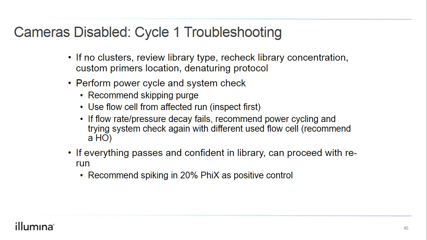If the system check passes, this indicates an issue with the original run flow cell. Once the system check is passing, the instrument is performing to specifications and can be used again. And if you're confident in the library, a rerun can be performed. If using an uncertain library, spiking in 20% Phi-X is recommended.